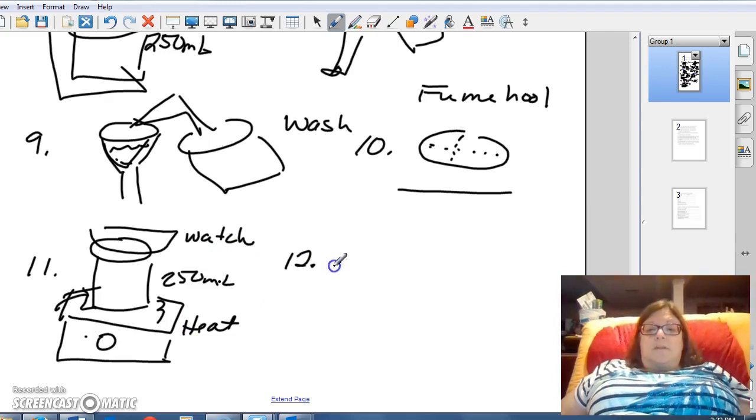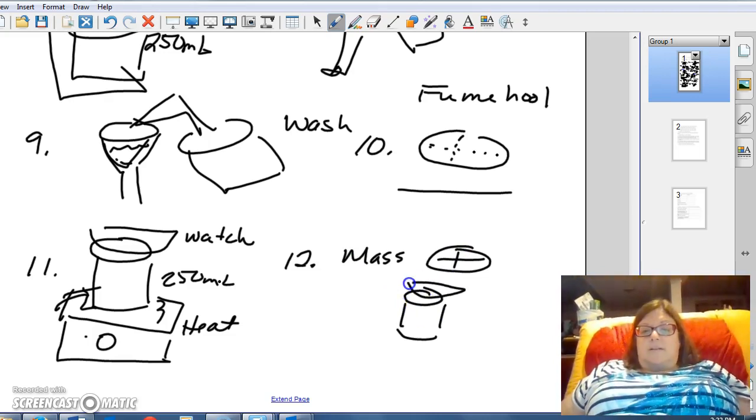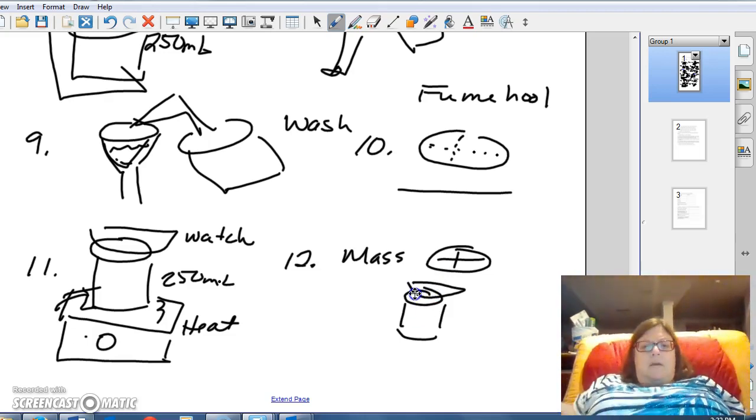Step 12 and 13 is simply going to be to find the mass of the filter paper and the mass of the beaker once all the water has evaporated. And you need to, of course, have that watch glass on there too, because this beaker and watch glass are both going to be covered with salt particles. Okay? All right. Very good.